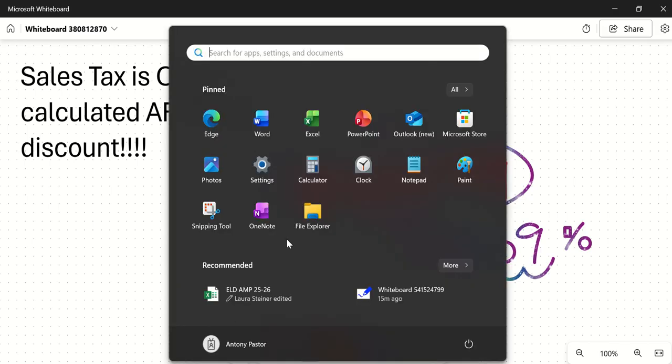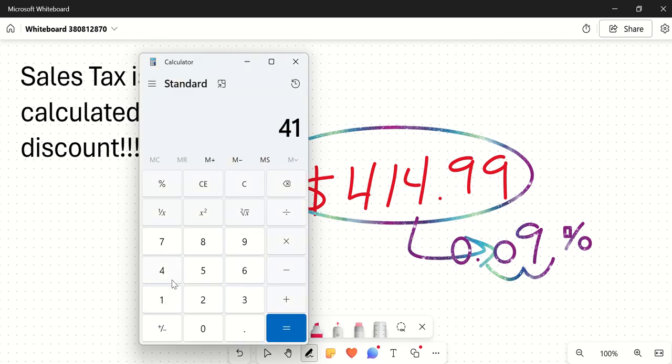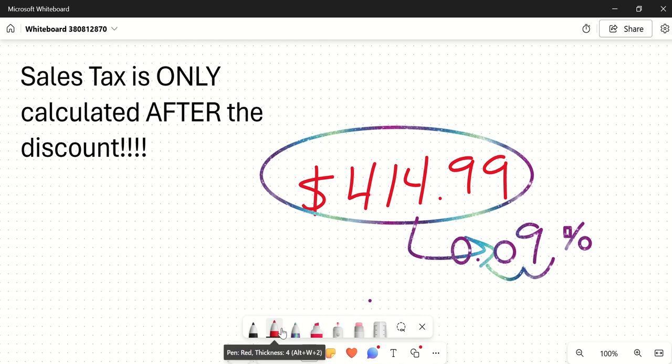Let's get our calculator. 414.99 times 0.09. Now we got to round this. What would I round this to, ladies and gentlemen? First two digits, that's a 34. That's a 9. So that rounds up to 10? Nope, what's the number next to it? 4. So that rounds up to 5. So that's $37.35 is what I would be paying in sales tax on top of it.